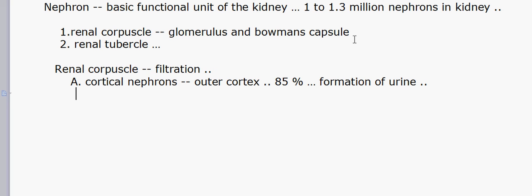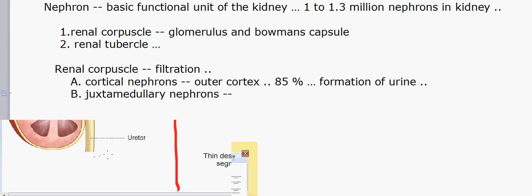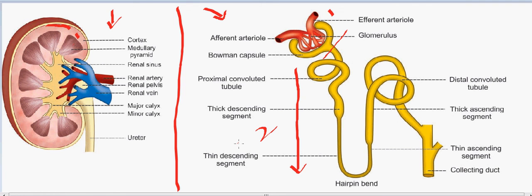And the other type, based upon the position of the renal corpuscle, is the juxtamedullary nephrons. These juxtamedullary nephrons are present in the inner cortex near the medulla or around the corticomedullary junction. So we can see the picture.